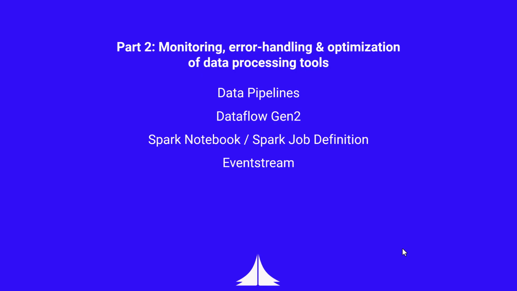Okay, so that was part one, where we looked at some of the Fabric-wide monitoring tools. In part two, I want to get into specific, what I would call data processing tools. So we're going to look at the data pipeline, the Dataflow Gen2, Spark notebooks and Spark job definitions, and the event stream. And for each of those, we're going to look at monitoring, error handling, optimization. So let's start with the data pipeline.